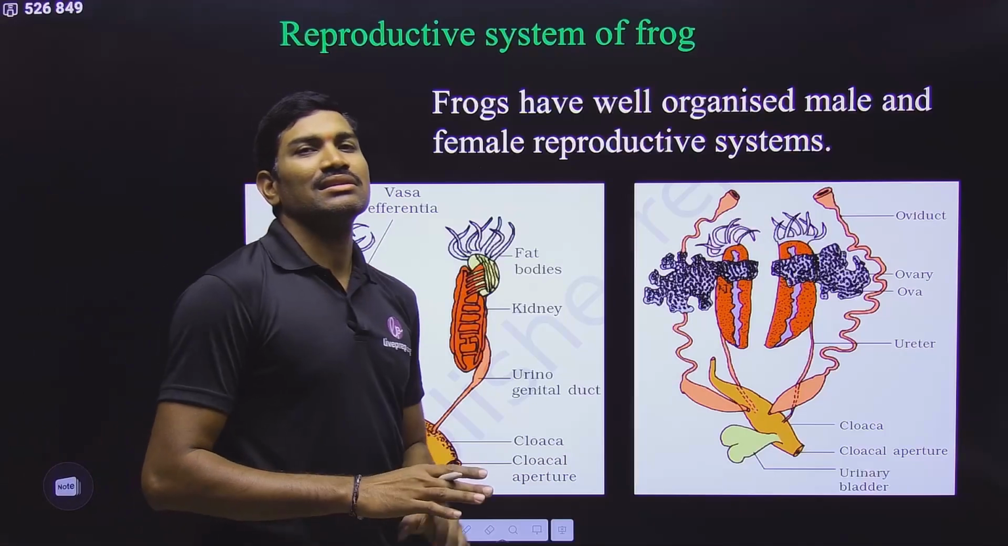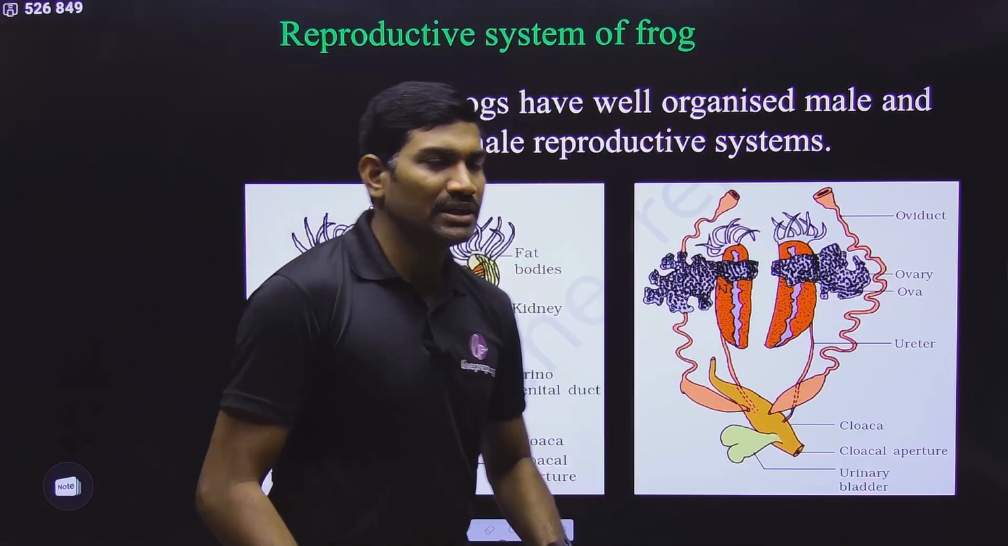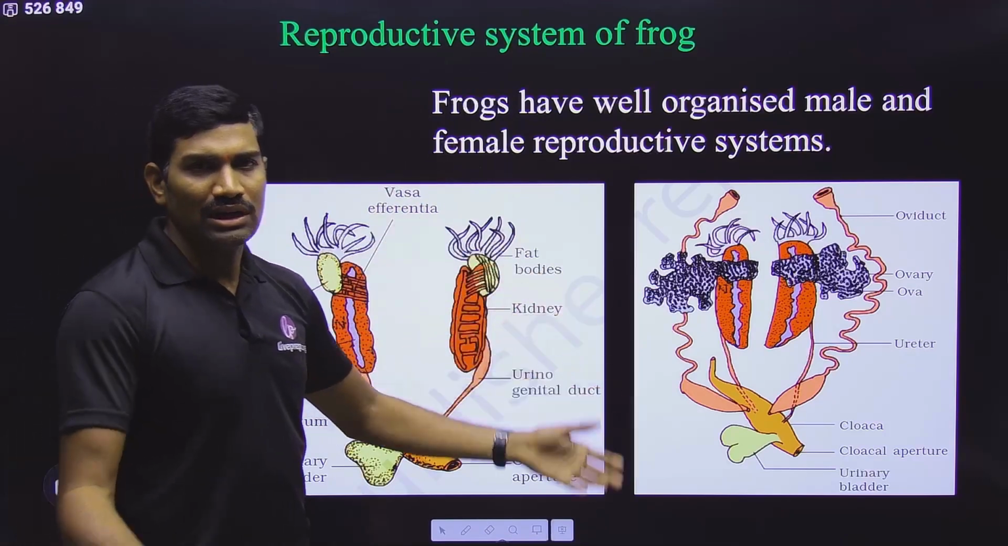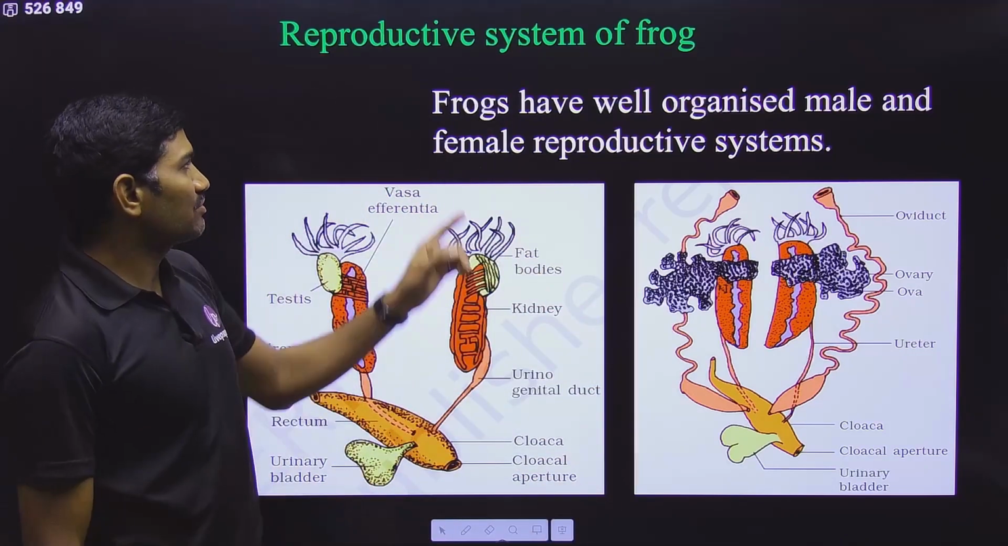Next one. So with this, controlling and coordination system is completed, and now we are going with the next one, that is called the reproductive system. So here also, already many times we have studied this information. Now let us quickly go through this.